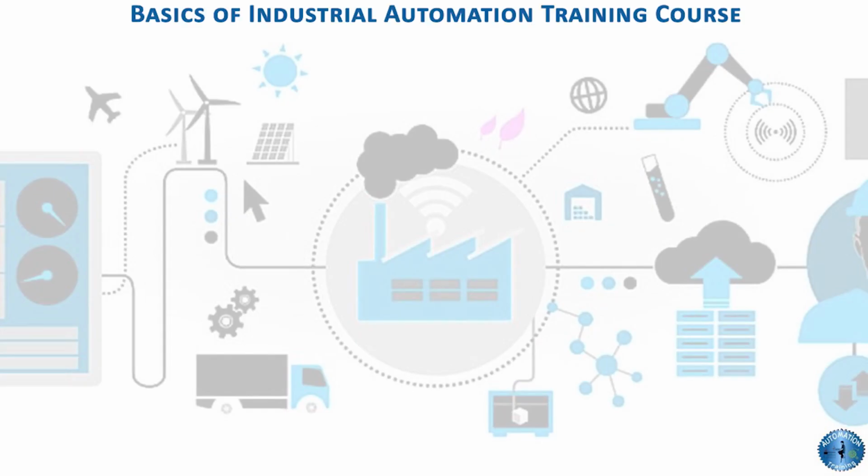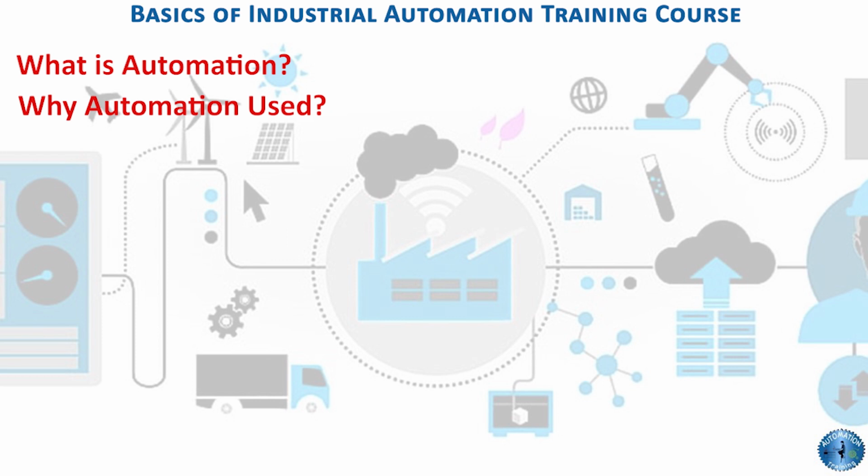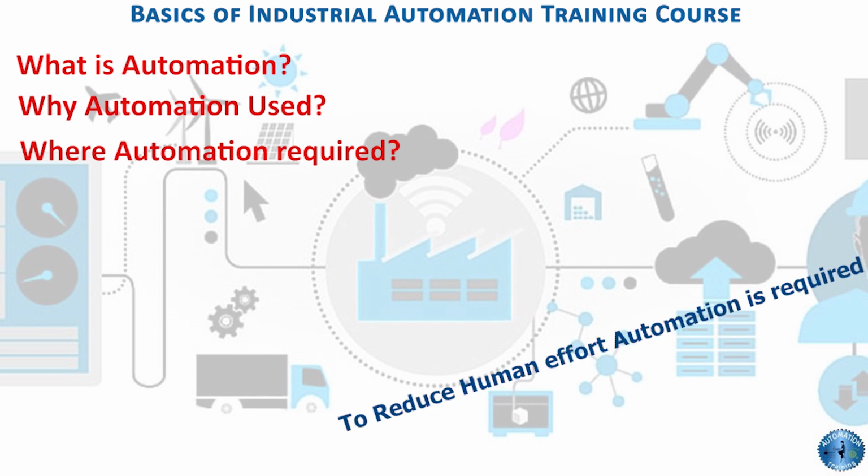So, let's start with today's topic, what we will be covering in the Basics of Industrial Automation course. What is automation? Why is automation used? And where is automation required? If one has to describe automation in a few words, it might be to reduce human effort. Automation is required, which is performed with a combination of machines including motors, buttons, sensors, logic controllers, and power devices.